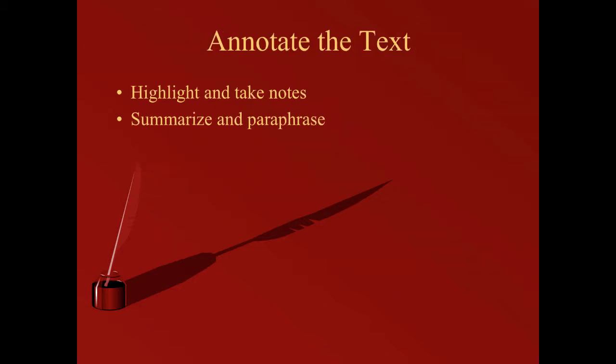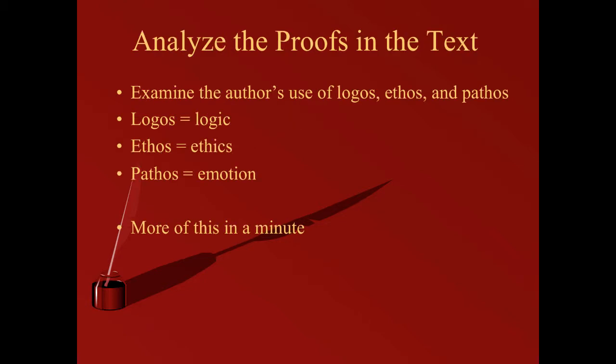Annotating the text. This is something students do not do enough of. They don't actually handle the books. They can highlight or take notes in it. Ebooks even have a highlighting and note-taking feature that allows you to make comments within your ebooks. Another tool is annotating and summarizing and paraphrasing. And this is where you summarize what you've just read, or sometimes where you reword what you just read, which is a paraphrase. You need to analyze the proofs in the text.